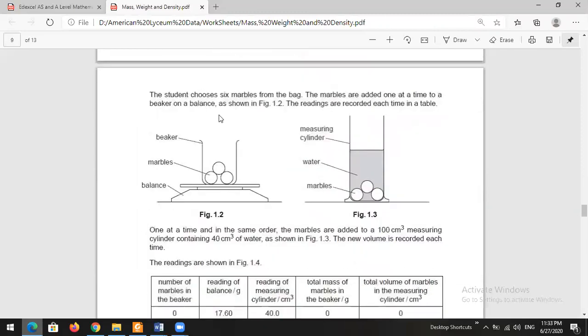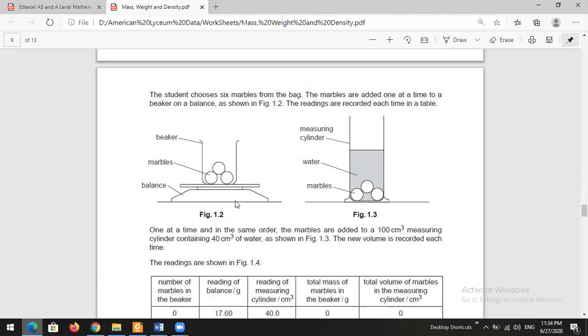The student chooses 6 marbles from the bag. The marbles are added one at a time to a beaker on a balance, as shown in the figure at 1.2. It is actually a physical balance, and a beaker is placed on this balance, and 3 marbles have been placed. You can see this in the figure, and there is also figure 1.3. The readings are recorded each time in the table, one at a time and in the same order. The marbles are added to a 100 centimeter cube measuring cylinder.